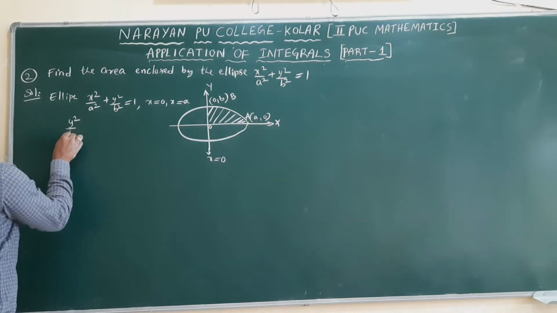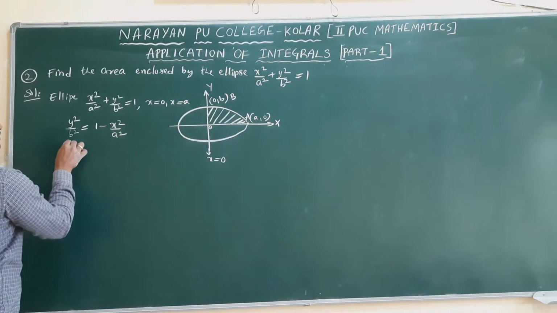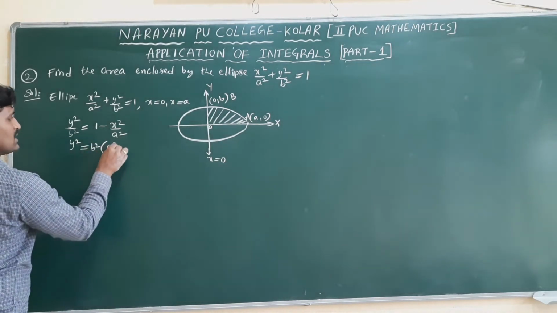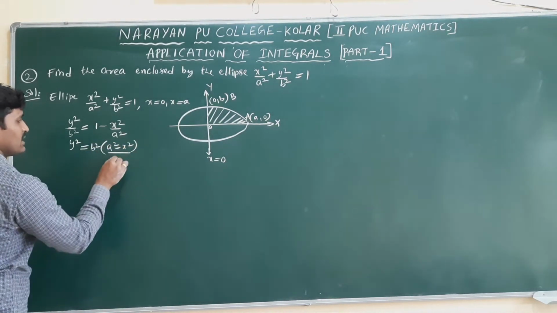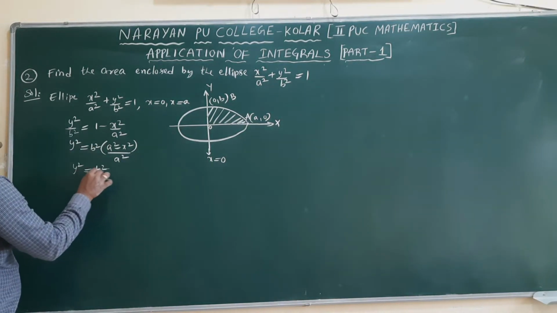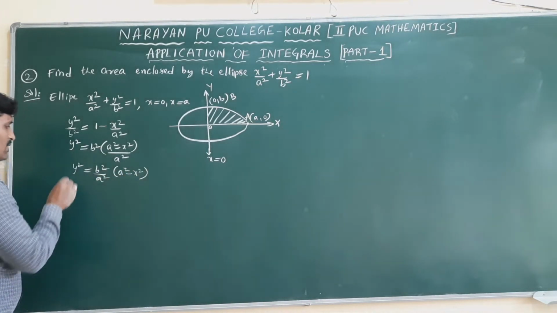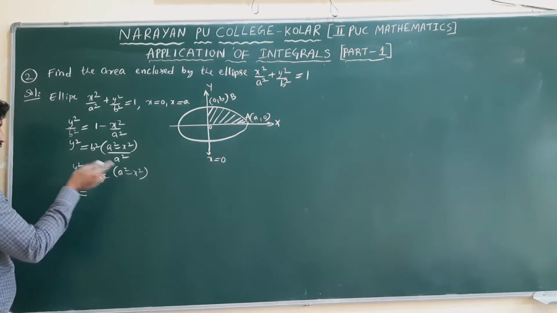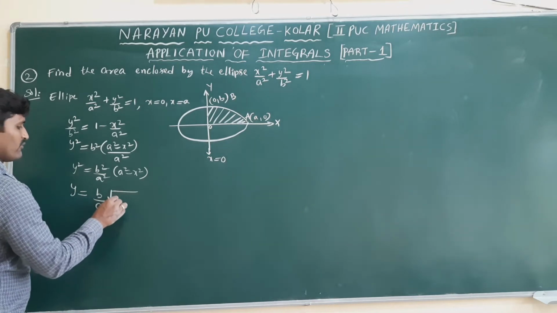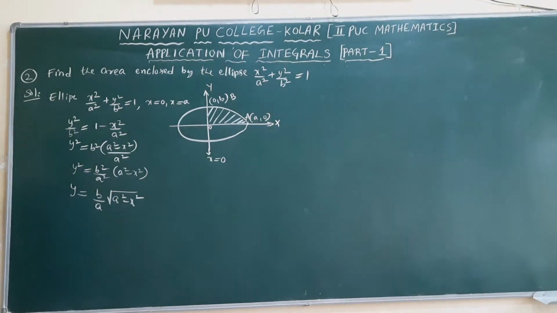Now y square by b square equals, sending this value to the right side, 1 minus x square by a square. Now y square, multiply by b square and take LCM, what will we get? a square minus x square by a square. From this, y square equals b square by a square into a square minus x square. We need y in terms of x, so sending the square to that side, y equals b by a into root of a square minus x square. This is the curve we got.